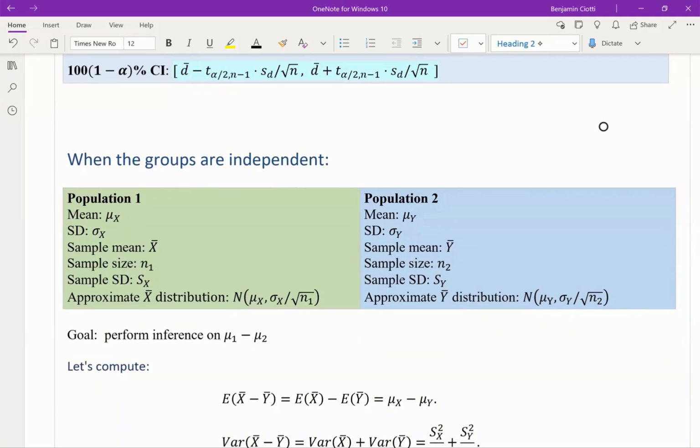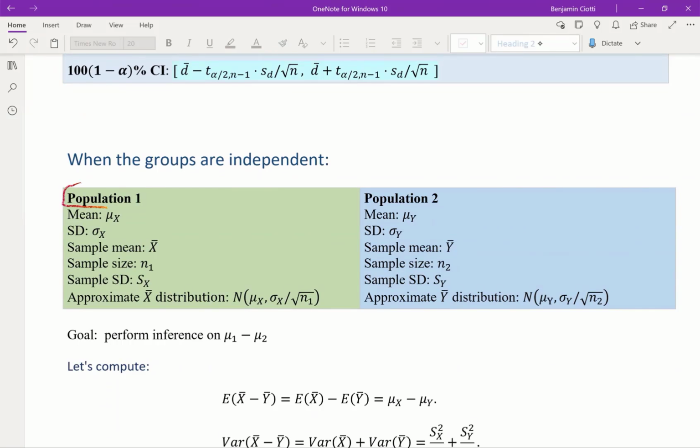Now, for the first design that I mentioned, which I said I would discuss second, we have a different situation. So this is when the groups are independent, okay? In other words, there's not a natural way to pair up the data in the groups. When this is the case, suppose that we have the following setup.